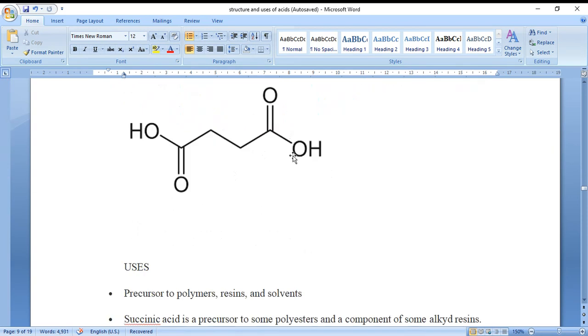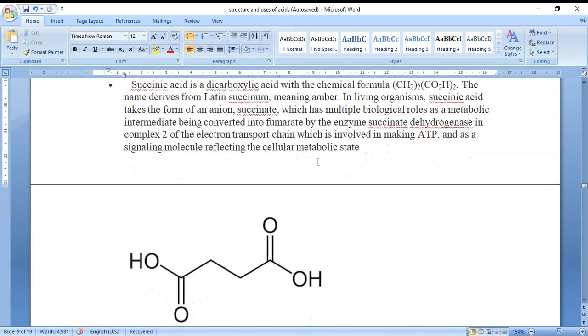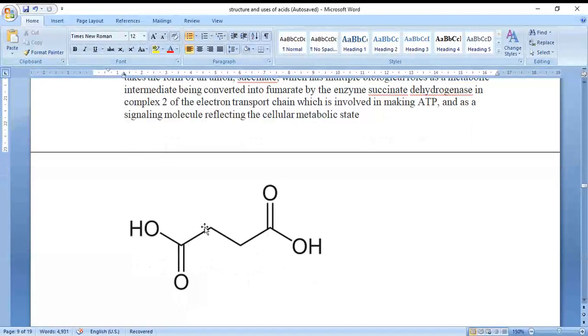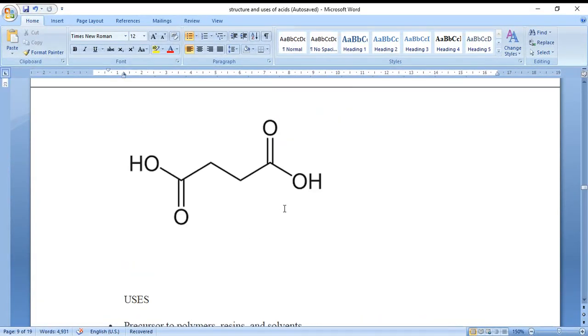And this is the structure of, sorry, succinic acid. This is not an aromatic acid. Sorry, this doesn't have any benzene ring. So this is simple: CH2, CH2, and this is COOH, and this is COOH, which is having the two carboxylic acid groups.